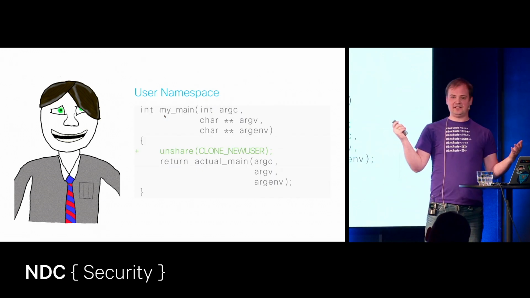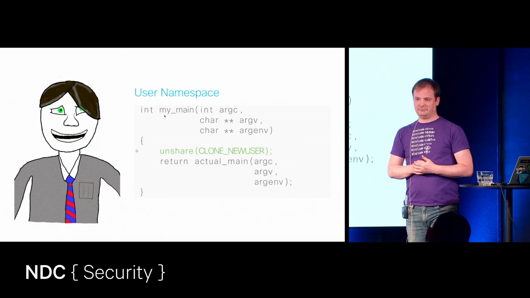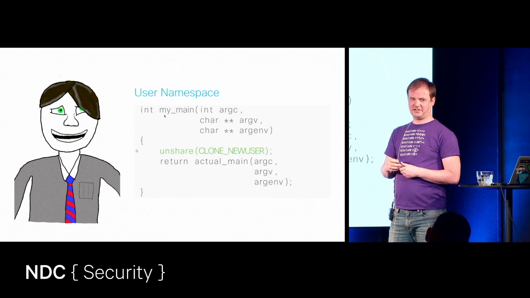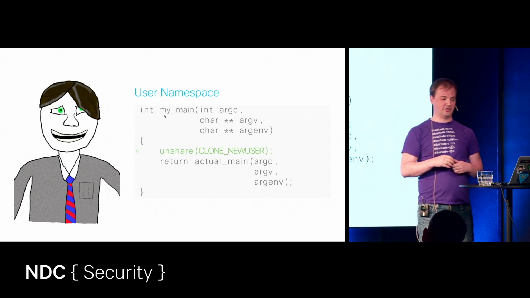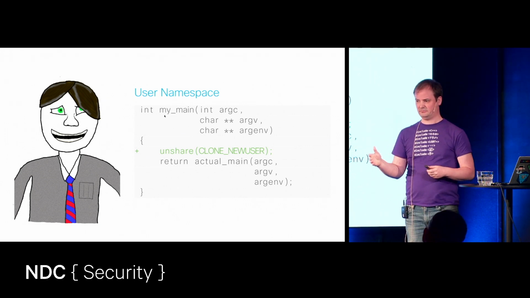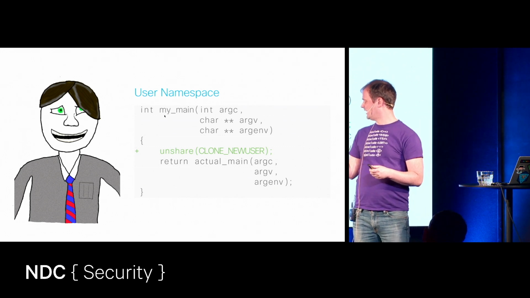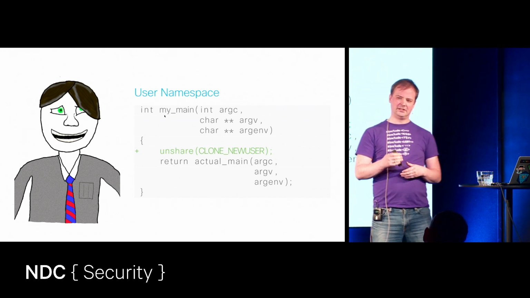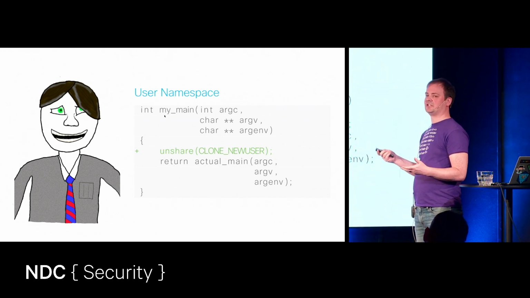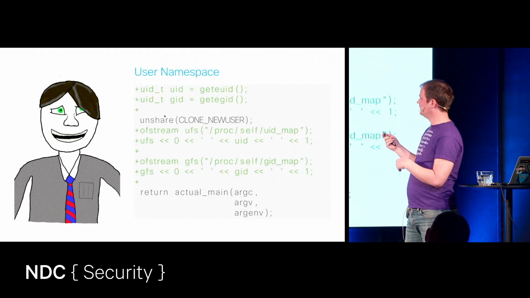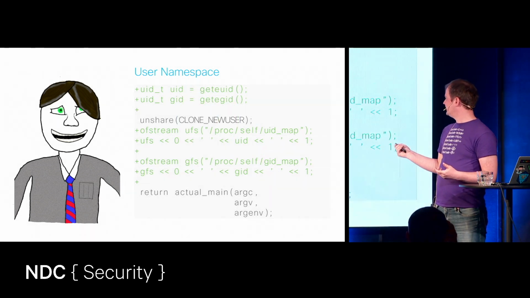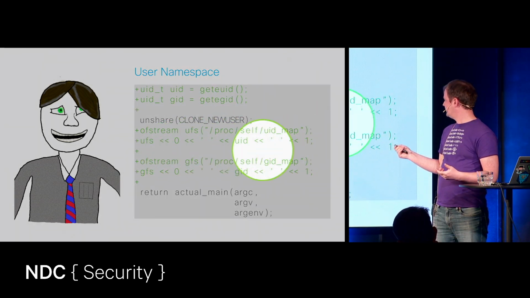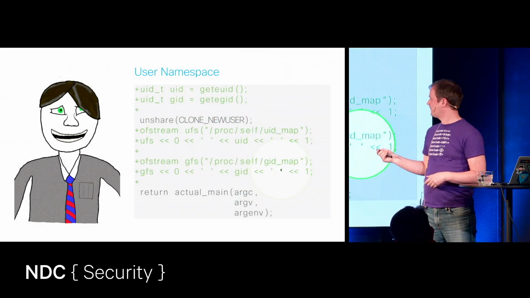But this is how you create and join a user namespace. It's pretty simple. At this point, you're running as nobody. At this point, I think you have 0 permissions. But let's make ourselves root. Let's write to these files. So the files we need to write to is this UID map, and this GID map.